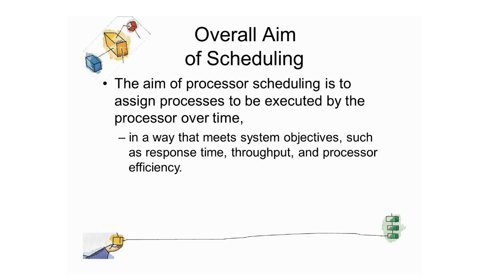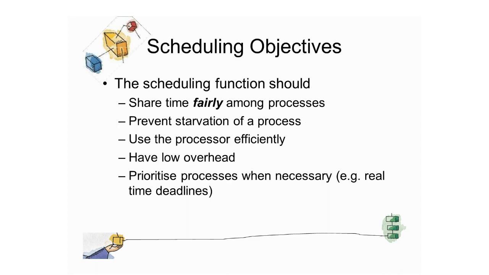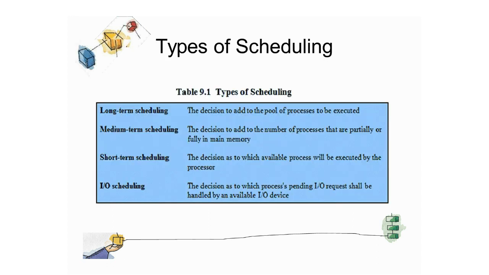Overall aim of scheduling. The aim of processor scheduling is to assign processes to be executed by the processor over time, in a way that meets system objectives such as response time, throughput, and processor efficiency. Scheduling objectives: the scheduling function should share time fairly among processes, prevent starvation of a process, use the processor efficiently, have low overhead, and prioritize processes when necessary, for example real-time deadlines.